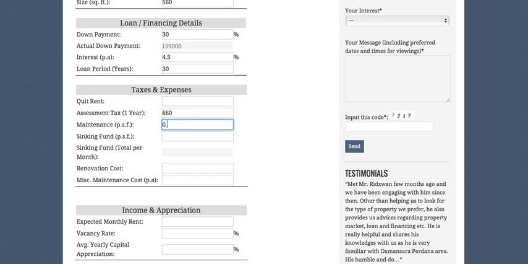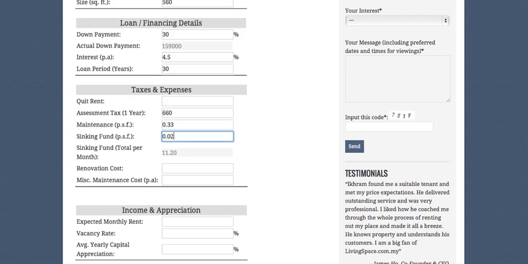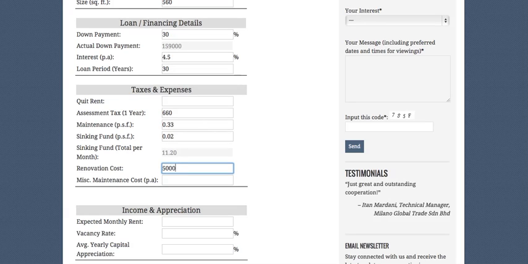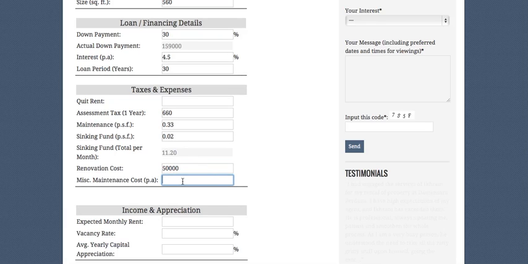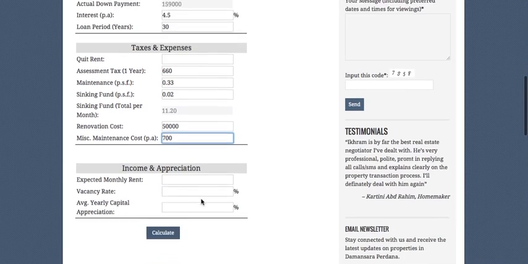Maintenance fees is 33 cents. Sinking fund, 2 cents. I plan to renovate this place, do it up for about 50,000 ringgit. And my miscellaneous maintenance cost, this is for stuff like plumbing, fixing leaks, etc. So I'm going to put aside 700 ringgit every year for this.